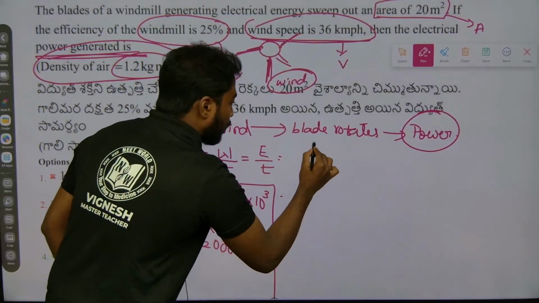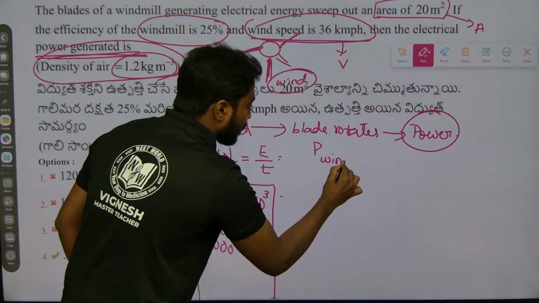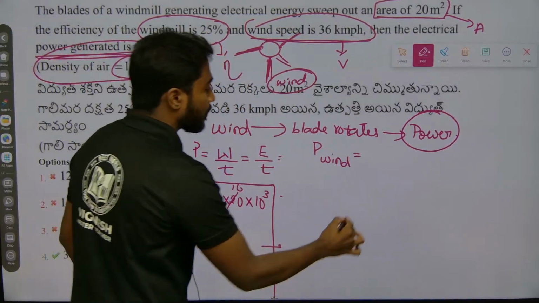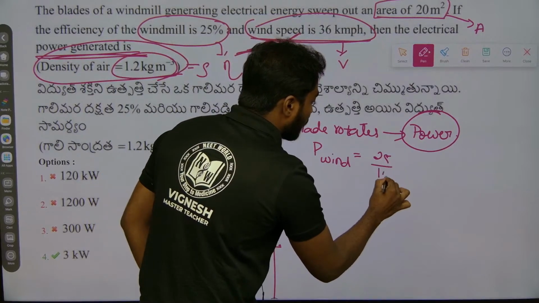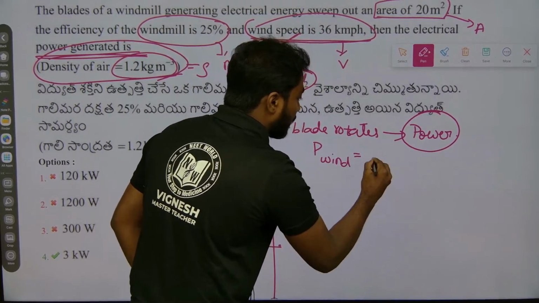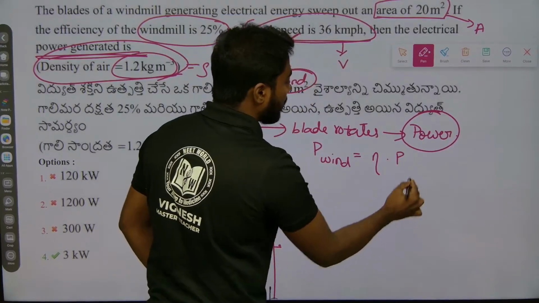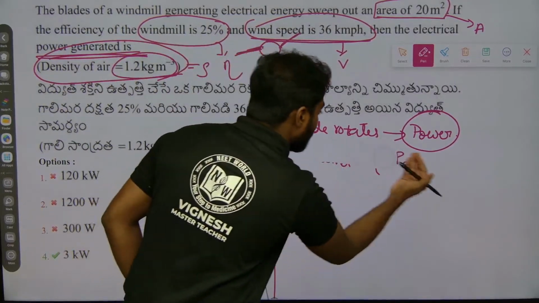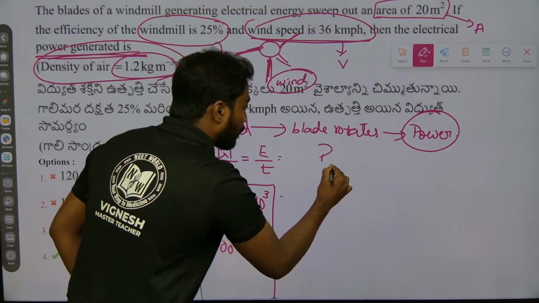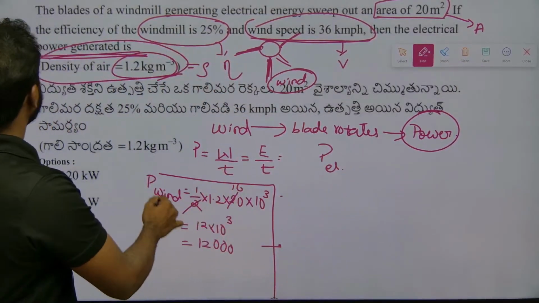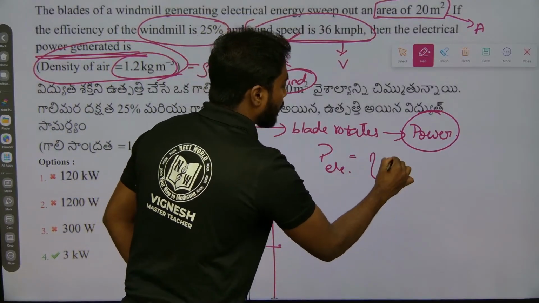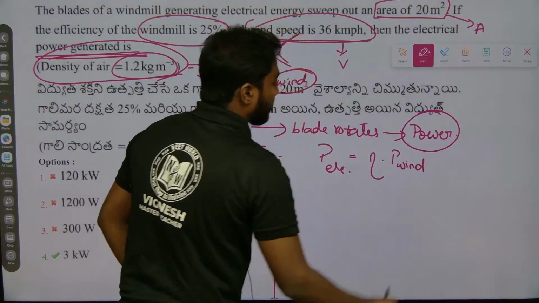So power of the wind is equals to how much efficiency? 25% they have said. So 25 by 100, or I will take the formula here, that is eta into power of the power generated. Sorry, this is power of the electrical or power generated. Electrical generated is equals to eta into power of the wind, right?